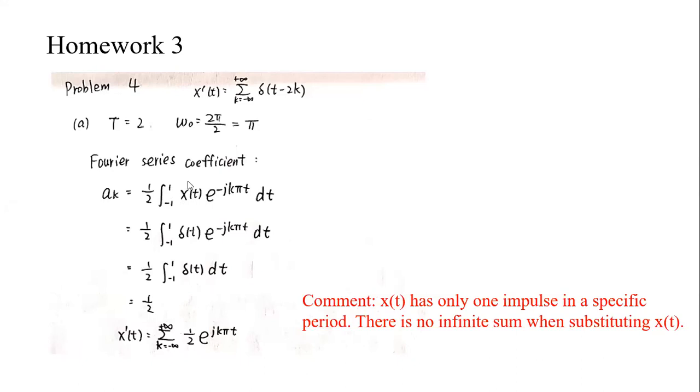And then we substitute the expression of x prime of t into this integral. We can see that in the particular period, the expression of x prime of t is just delta of t, because there is only one impulse in this region. So it becomes delta of t times exponential minus jk pi t dt. Then we use the property of the impulse signal. It takes non-zero value when t is equal to zero, and it takes zero values when t is not equal to zero. So in this term we can replace t with zero, and this term is equal to one.